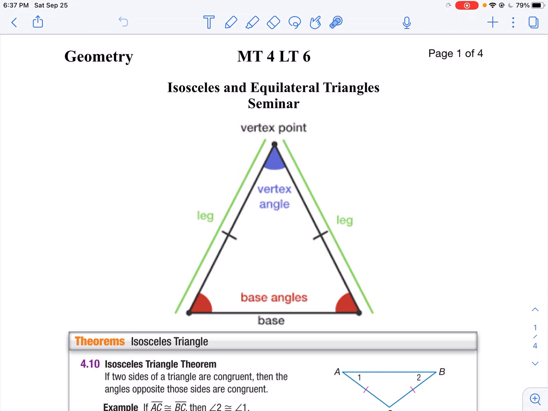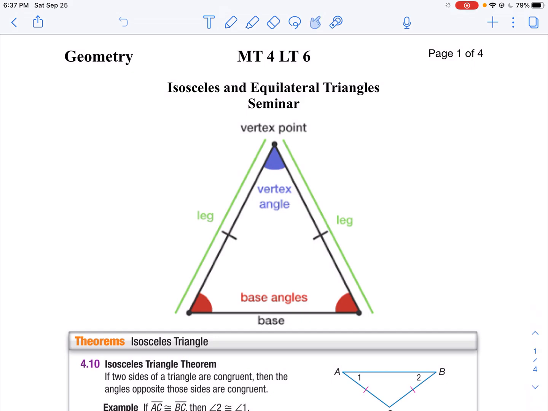An isosceles triangle has two equal sides. Those two equal sides we call the legs. The side that isn't the same, that's different, is called the base. In an isosceles triangle, the two angles opposite the legs are congruent, and they're called base angles. They're on the base. That's why they're called base angles. The one that's different is the vertex angle.